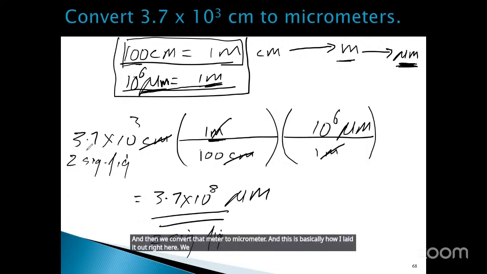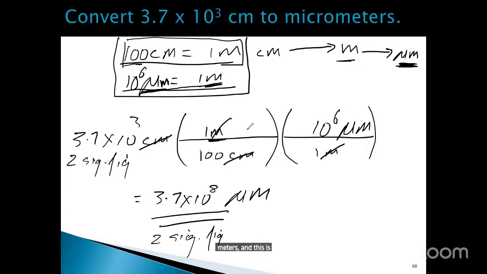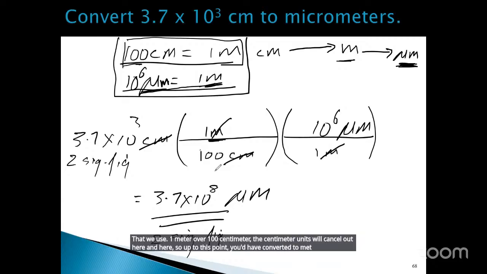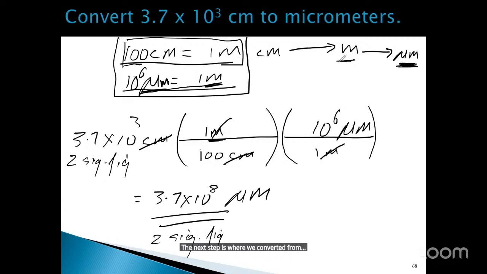We start off with the 3.7 times 10 to the 3 centimeters, and we accomplish the first step where we go from centimeters to meters. This is the conversion factor that we use: 1 meter over 100 centimeters. The centimeter units will cancel out here and here. So up to this point, you'd have converted to meters. But we're not done yet because we have to do the next step, where we convert from meters to micrometers. This is the conversion factor that is used to achieve that: 1 million micrometers over 1 meter. This meter unit will cancel out with that meter unit. So the final unit remaining would be the micrometer unit, right?